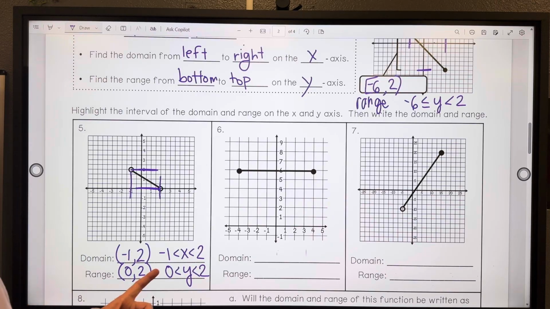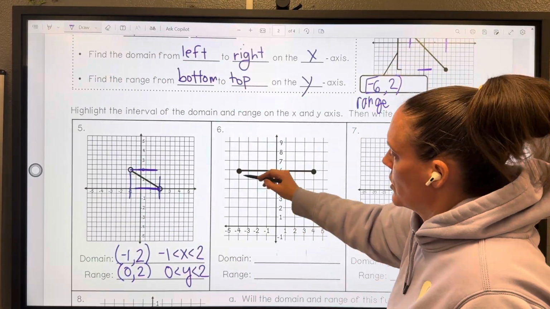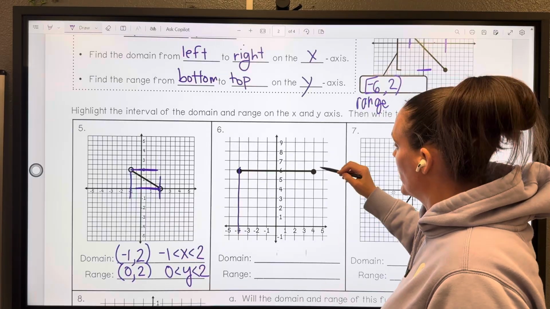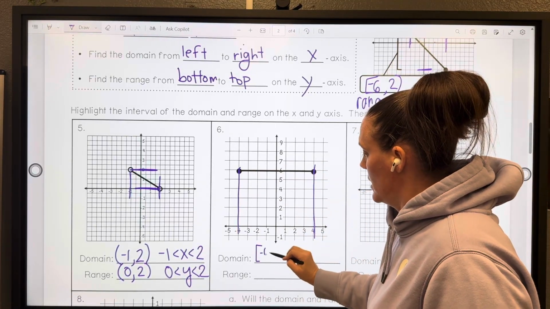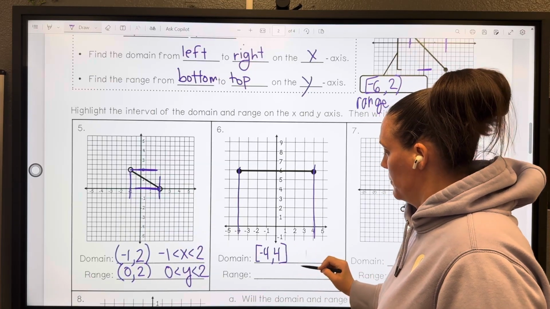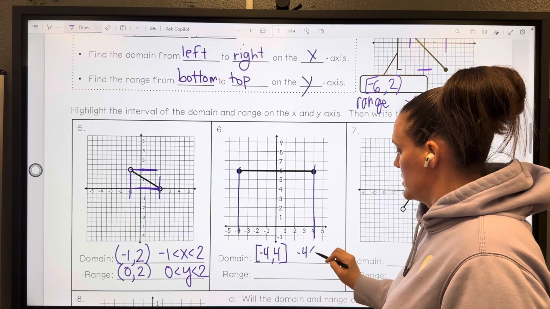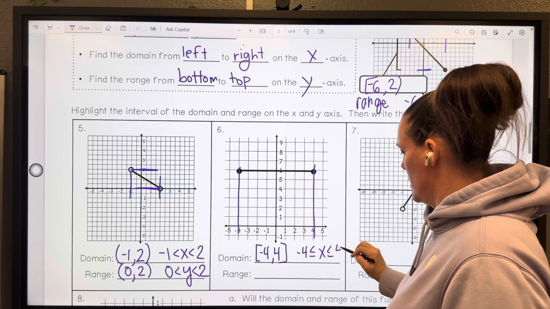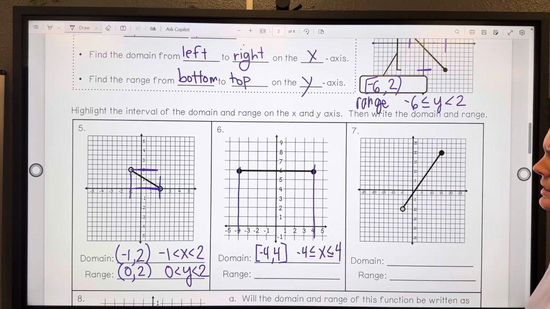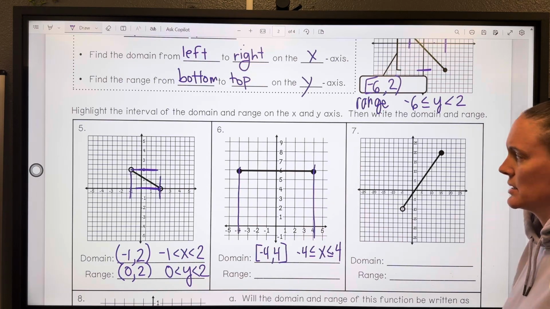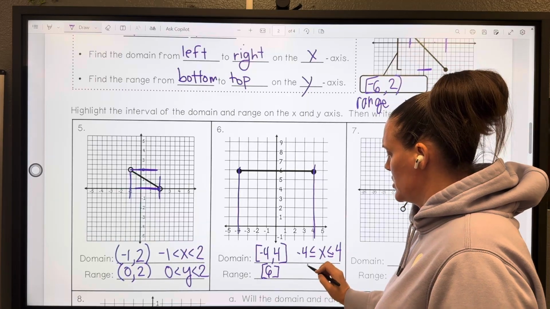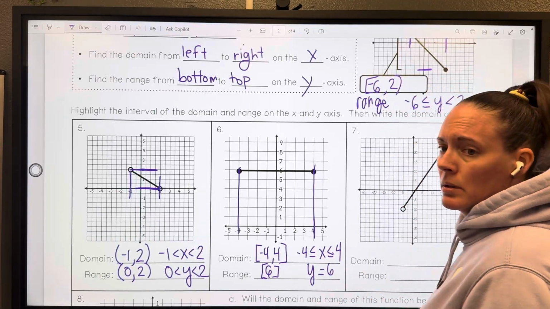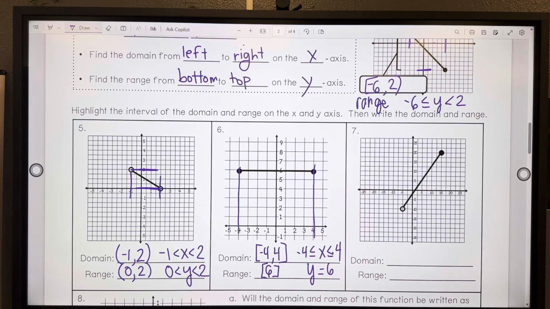This one's a little tricky, but it's not really, all right? So my smallest value of x is -4, largest value is 4, closed circle, so square brackets, -4 to 4, and we could write that as -4 is less than or equal to x is less than or equal to 4. And then the only value of y we have is 6. So we would write 6 in the square brackets like this, and then we would just say y is 6. There's no less than or greater than there.